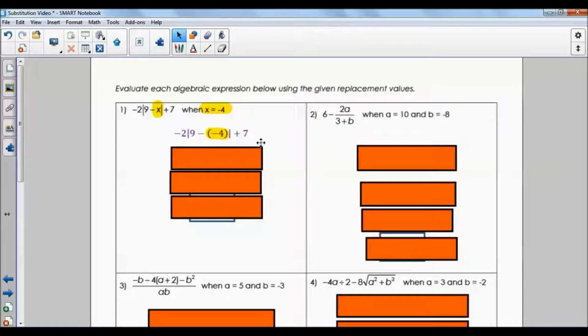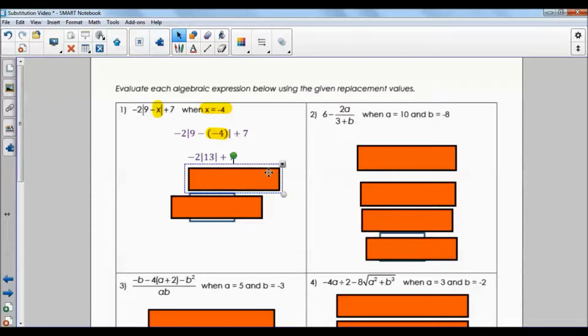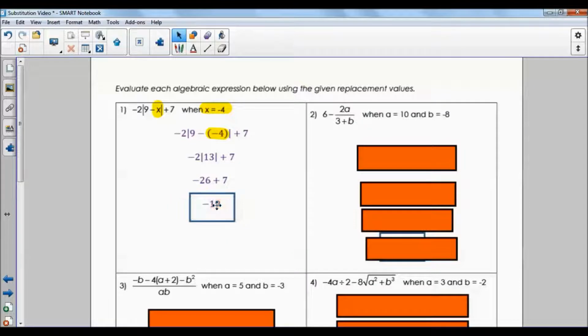Okay, but once we have this problem, we're just going to use order of operations, right? So using order of operations, we need grouping symbols first. So I'm going to start inside my absolute value. Okay, so 9 minus -4 is positive 13. To finish out those grouping symbols, the positive 13 absolute value is still positive 13. So we just have to multiply there. So -2 times 13 is -26, plus 7 gives us -19.